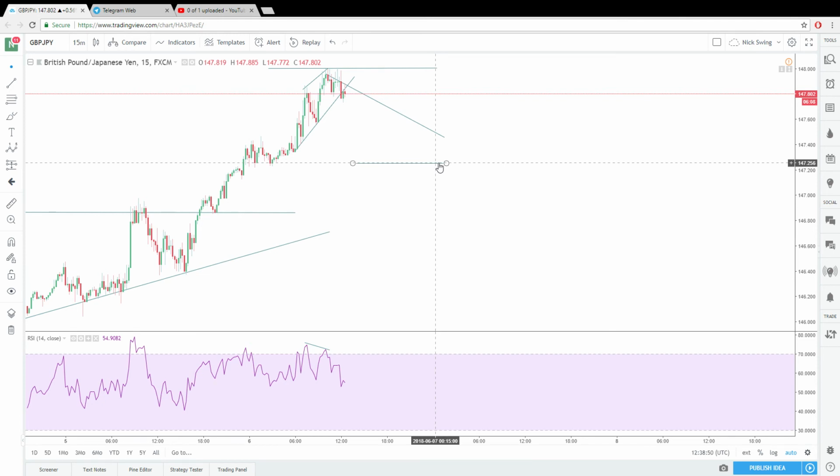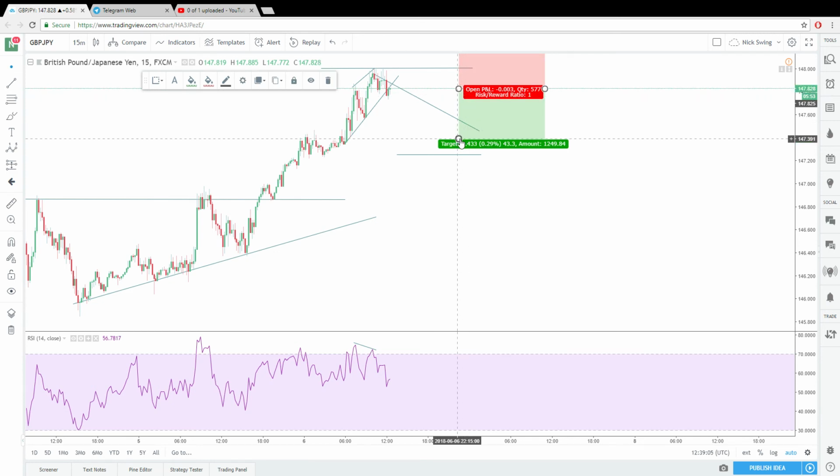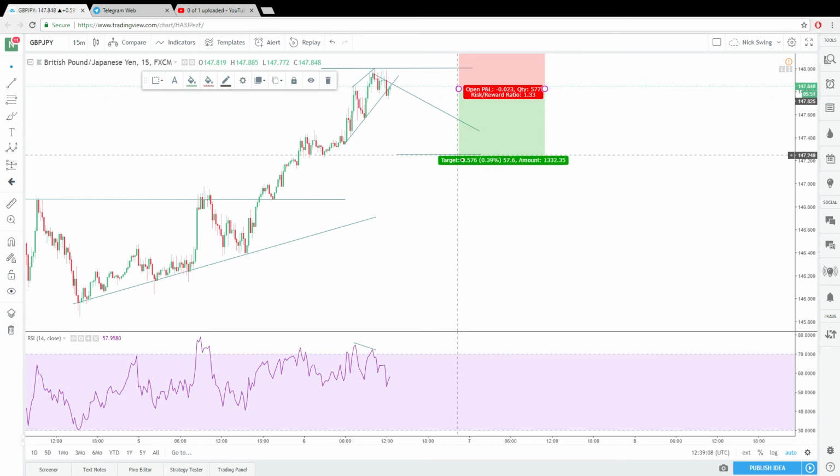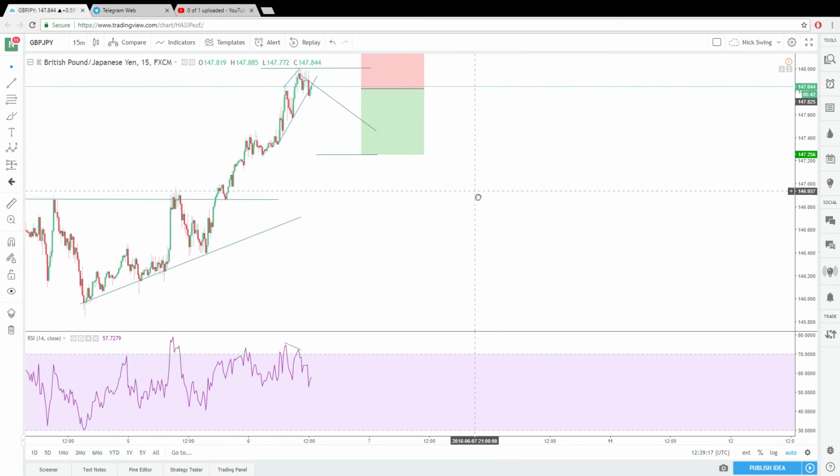147.25. So for stop loss, let's see what we're going to do for stop loss. If we're entering right here, this is going to be our trade. If our target is going to be down here, that is a 56, 57 pip target or so. So let's look at where our stop is going to go, okay?